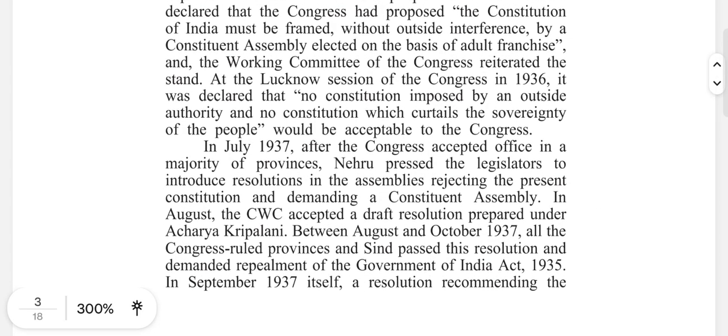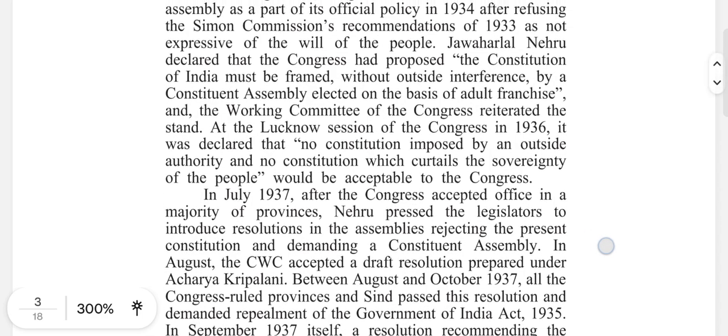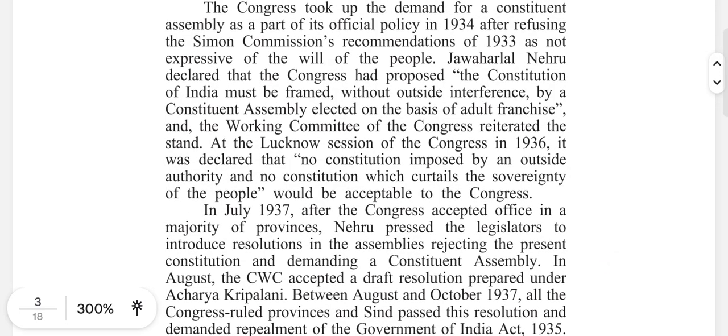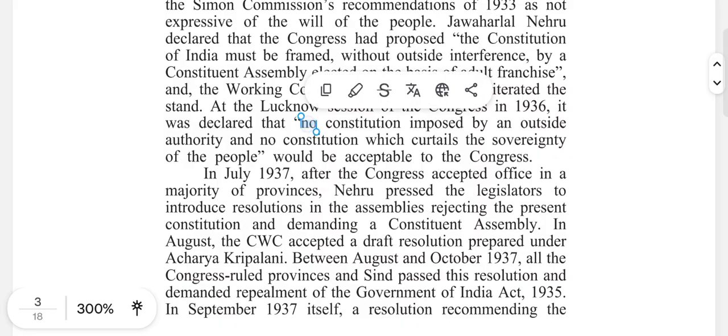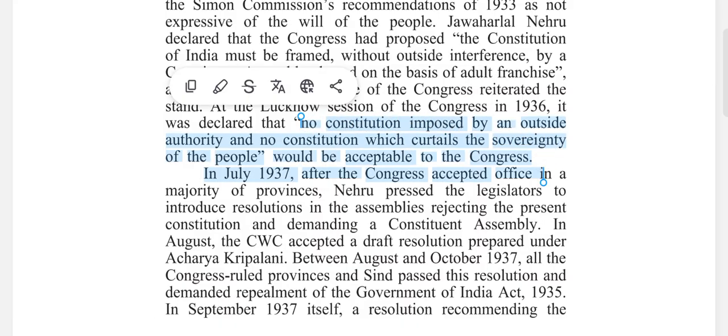Although M.N. Roy had made such a suggestion earlier, Jawaharlal Nehru was the first national leader to enunciate the idea in 1933. The Congress took up the demand for a Constituent Assembly as a part of its official policy in 1934, after rejecting the Simon Commission's recommendations of 1933 as not expressive of the will of the people. Jawaharlal Nehru declared that the Constitution of India must be framed, without outside interference, by a Constituent Assembly elected on the basis of adult franchise, and the Working Committee of the Congress reiterated this stand.